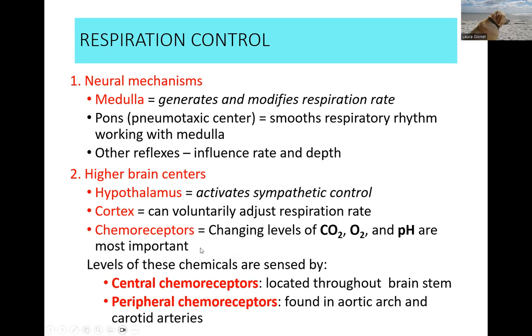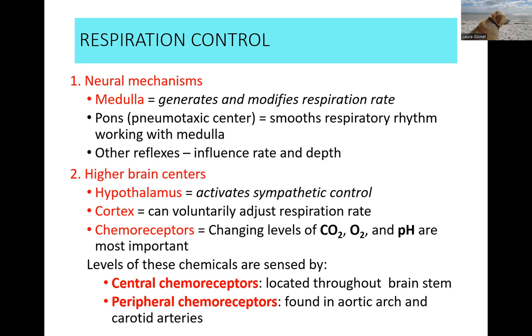All right. Chemoreceptors. Remember, we have central and peripheral chemoreceptors that send sensory information to the medulla oblongata. Chemoreceptors will be stimulated with changing levels of carbon dioxide, oxygen, and pH. Those are the most important. Levels of these chemicals are sensed by central chemoreceptors located throughout the brain.